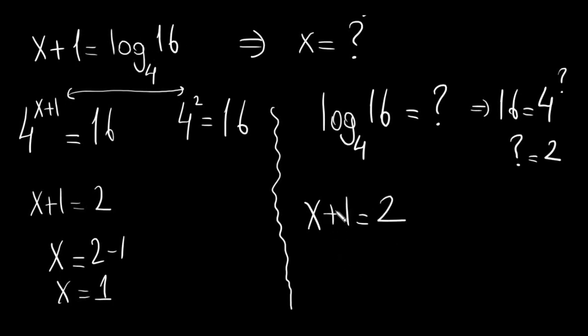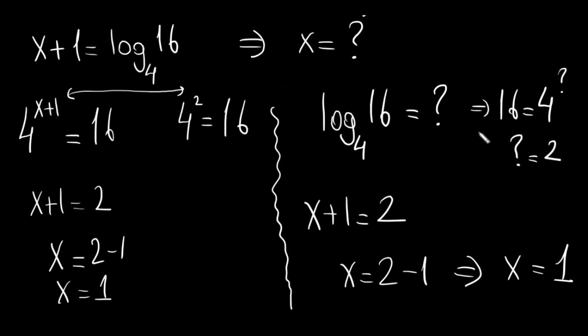Then I can move positive 1 to the right hand side. That means x is just going to be 2 minus 1. So x is equal to 1. So there are 2 ways of solving this problem right over here.